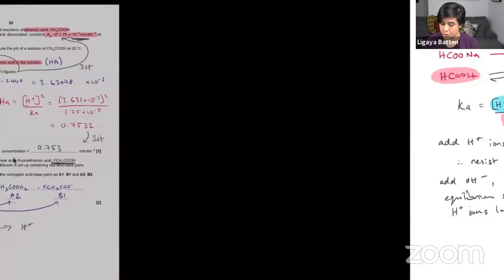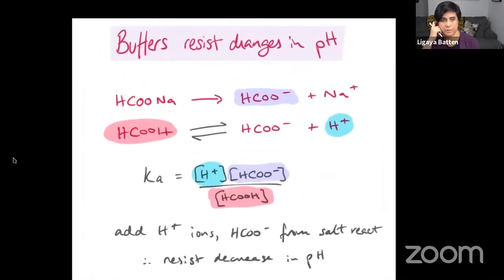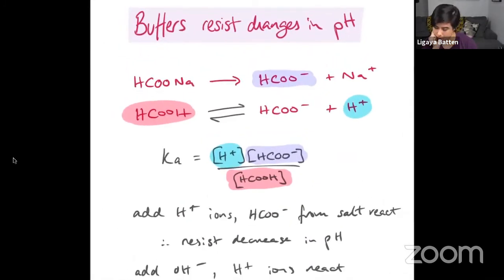Okay, on to buffers. Got about 20 minutes left, and I do hope to get on to lattice enthalpy as well, so I'm going to try and go through this relatively swiftly. The key thing about buffers, you need to be able to define them as a substance that resists changes in pH. They're usually made up of a combination of a weak acid and its conjugate salt.